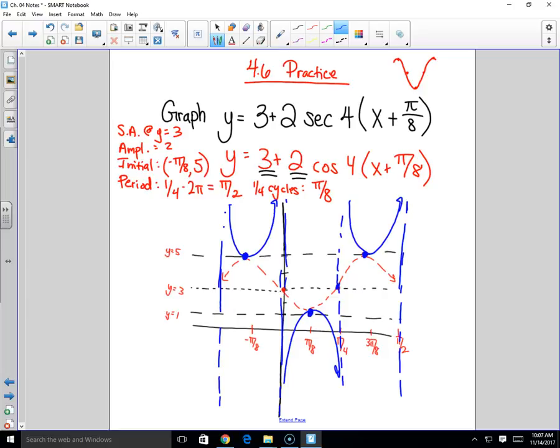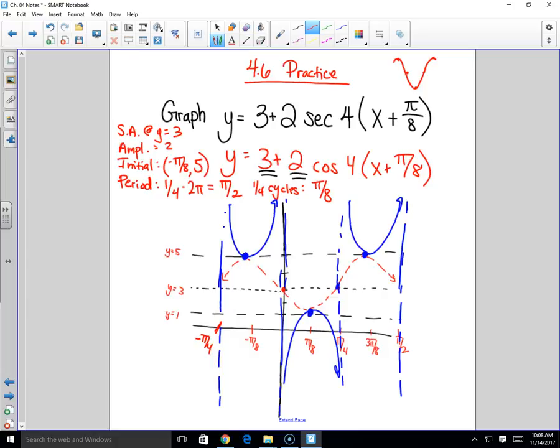Kiddos, throw this into your calculator. How do we put secant into our calculator? We talked about that yesterday. Will this look like yours? P.S. If I were you, I would make your graphing window negative pi over 4 for my x min, and pi over 2 for my x max. My y min would be like negative 2, and my y max 7 or 10, something like that. But if you want, you can even try to make your window match mine.